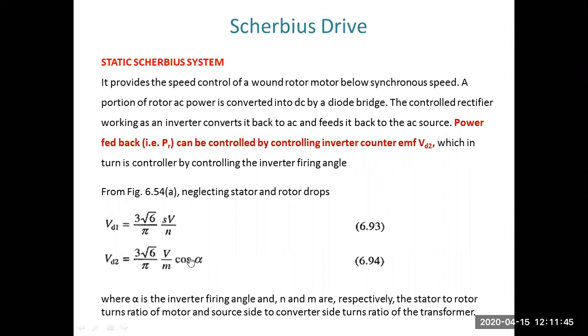But there is a certain difference between both. There we are using the term N, here we are using the term M. What is this N and M? N is the stator to rotor turn ratio. And what is M? M is the inverter side to the main supply side turn ratio. We are using an external transformer here at the end of the inverter. So this M represents the turn ratio of that particular side. And N is what?